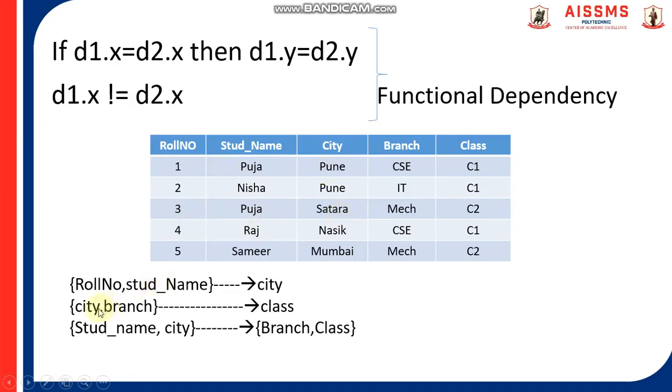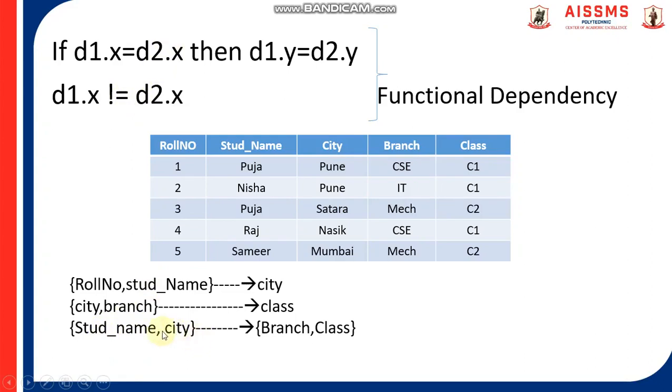We will check the second example: city and branch taken combined as the value of attribute x. Okay, city and branch. So Pune CSE, Pune IT; Pune is duplicated again. Then Satara is single, Nasik single, Mumbai single. So Pune and CSE, Pune and IT are different values. This X is a different value, and different values mean this is a functional dependency. Okay, then we will go for the next example.